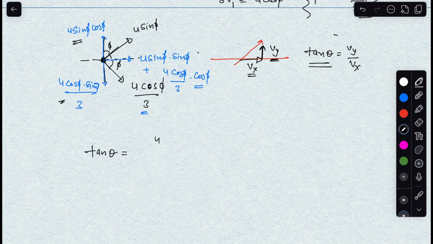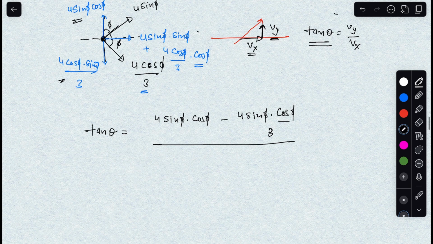I am taking this component larger than this component, so the resultant is going to be u sine phi cos phi minus u sine phi cos phi divided by 3, and divided by the horizontal component, which is u sine square phi plus u by 3 cos square phi. What I'm doing is cancelling out this u, and multiplying the denominator and the numerator completely by 3.